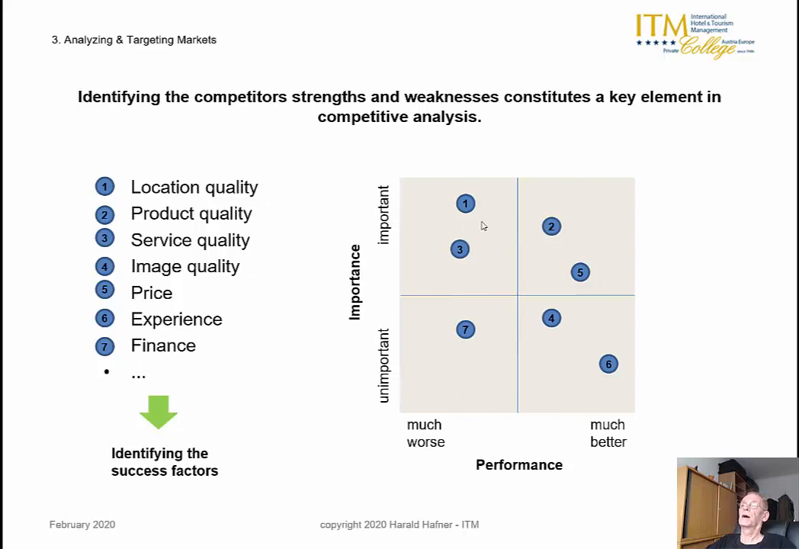If you look at the 4 sectors of the matrix, you can now clearly say that 1 and 3, which are important and where we were performing much worse, are a clear weakness of our hotel, whereas the financial strength of the organization is of less importance, and we also perform worse than our competitors, but it doesn't really matter that much. On the other hand, we have a clear strength identified here with the product quality and the price, where we perform much better than our competitors. So you've defined the clear weaknesses and strengths of our organization here.